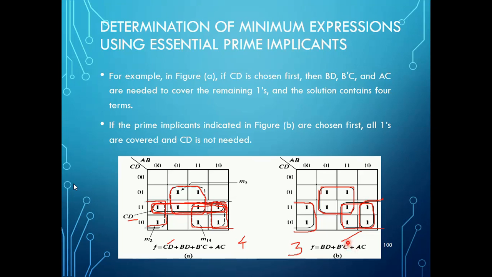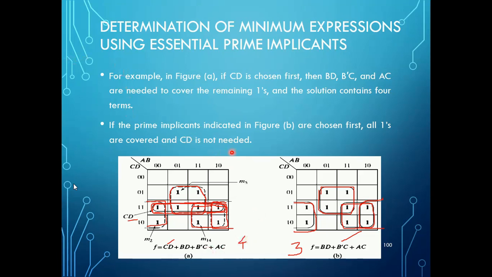So if the prime implicants indicated in the figure B are chosen first, all the ones are covered and CD is not included. So here, whatever you have encircled, all are prime implicants. Are they essential? It's not essential prime implicants. They are only the prime implicants used here. And CD is also a prime implicant, but it's not included in the final expression. So this is a case here.